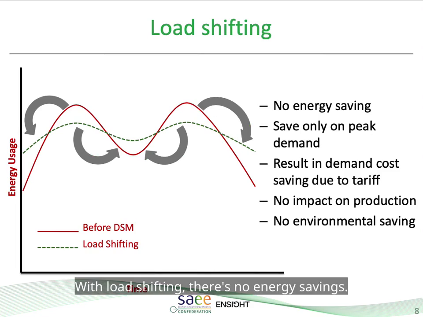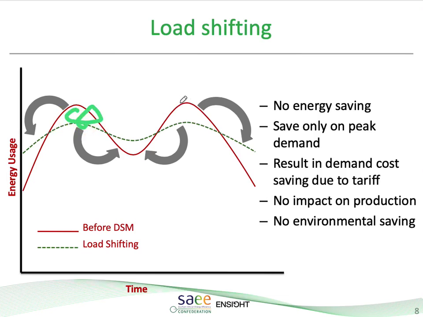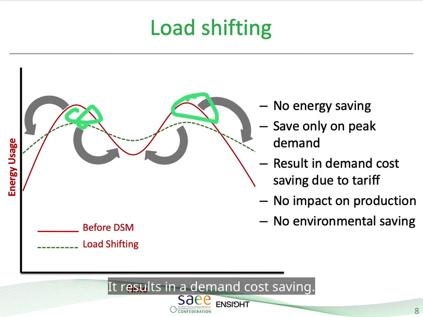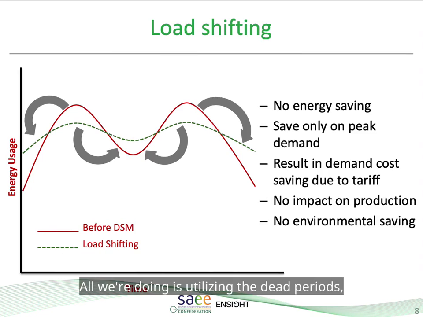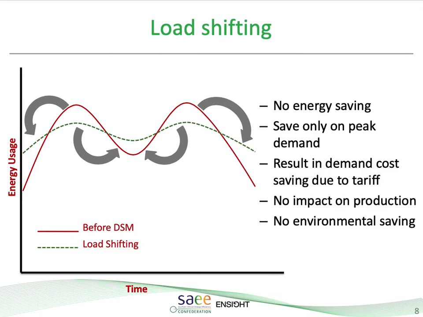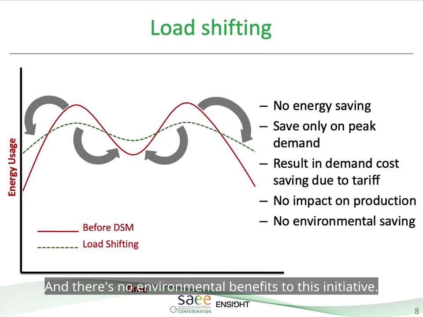With load shifting, there's no energy savings. Your kilowatt hours remain the same. You save only on the peak demand, so that is by reducing the peaks within this graph. It results in a demand cost saving. It should have zero impact on production. All we're doing is utilizing the dead periods, perhaps by having shifts overlap and having lunch times overlap and keeping the process running. And there's no environmental benefits to this initiative.